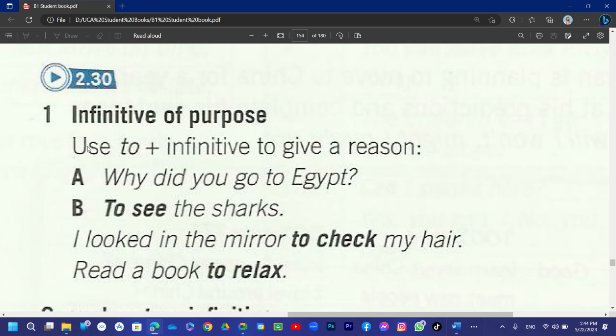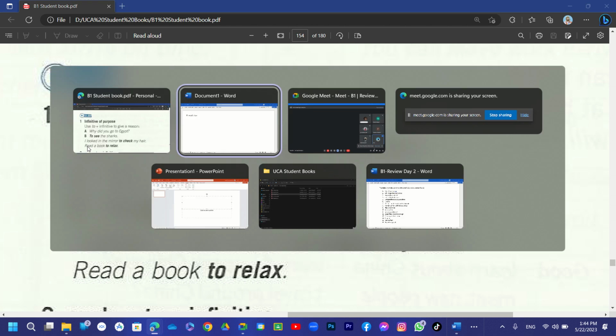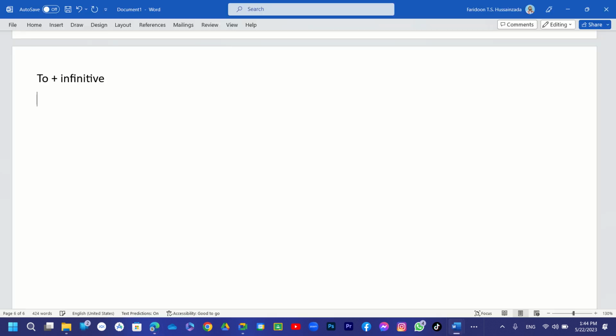First one is infinitive of purpose, the easiest of them all in my opinion, and actually the one that has the most usage, okay? We use infinitive to show purpose. So to show purpose, we use infinitive. Let's give an example. You can say, I work to earn money. I work to earn money.